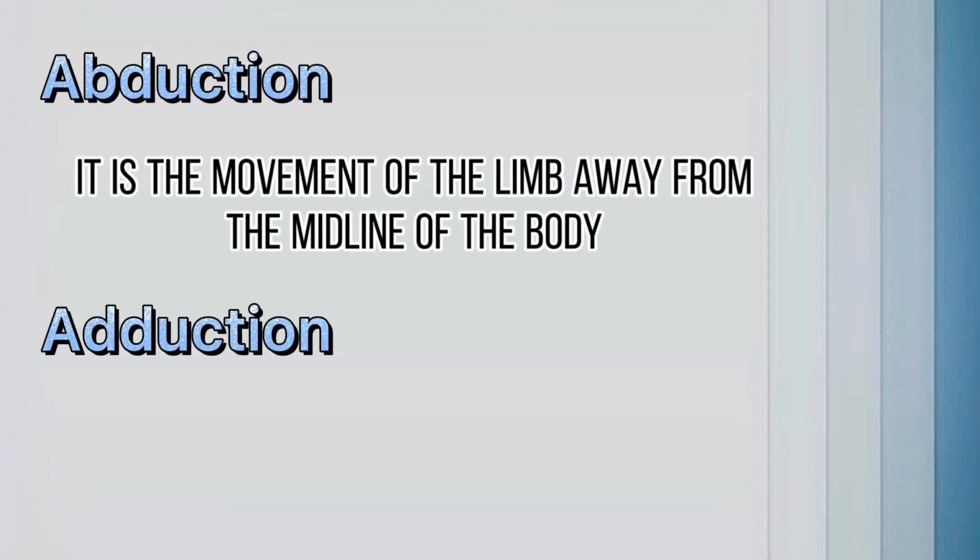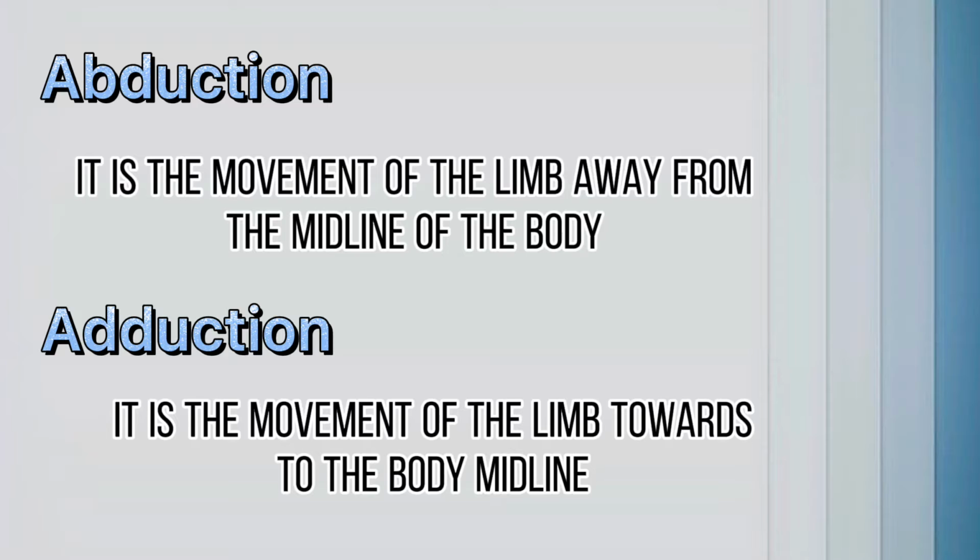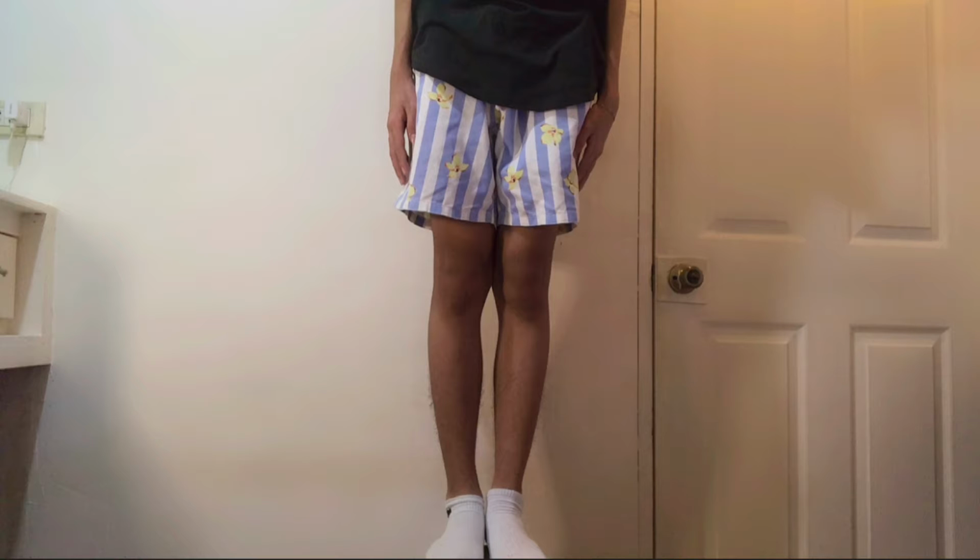And for our next set, which is abduction and adduction. Abduction is the movement of the limb away from the midline of the body. Adduction is the movement of the limb towards the body midline. So here's how we're going to do the abduction and adduction.